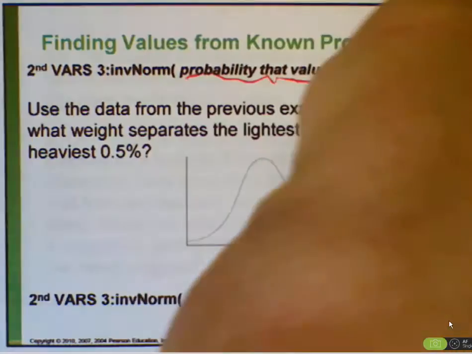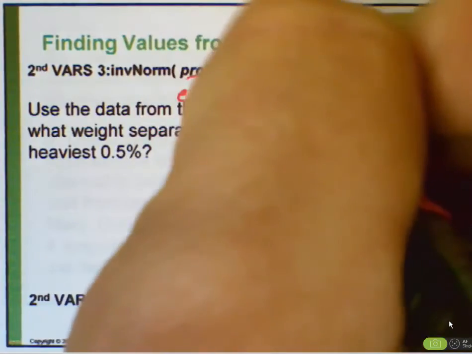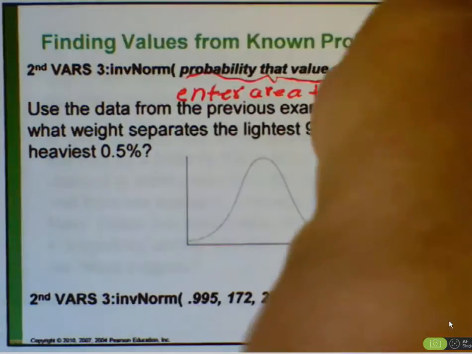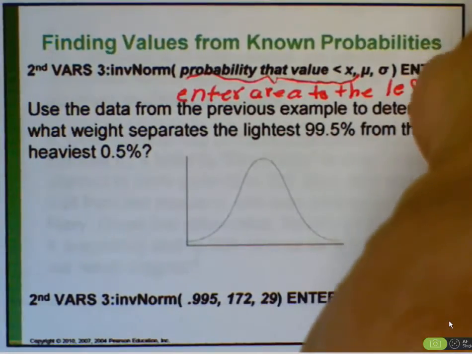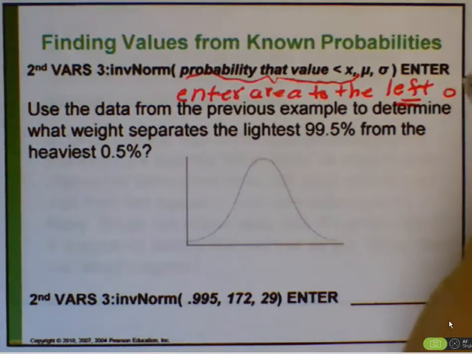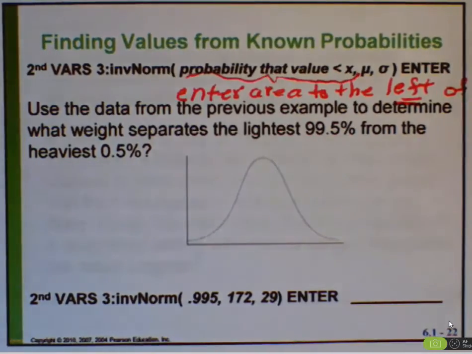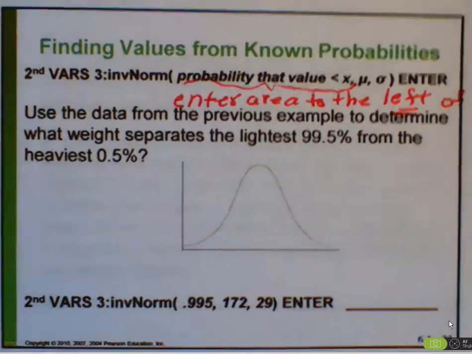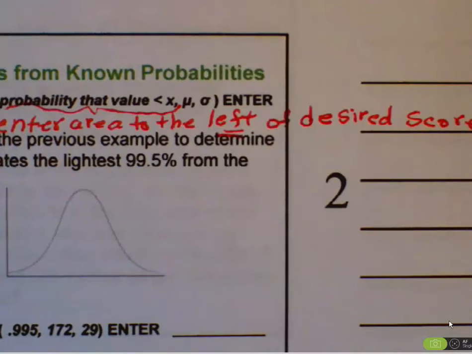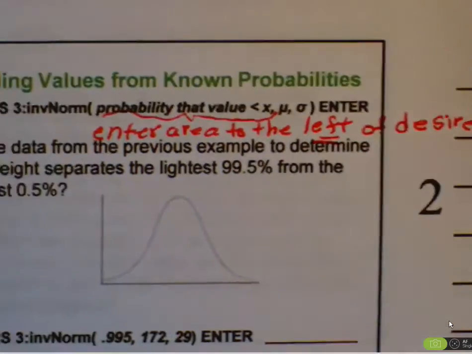And remember, the most important thing in using inverse norm is to remember that you have to enter the area to the left of the desired score, the x value that you're looking for. You have to enter the area to the left. So if I'm given the area to the right, I'm going to have to find its complement and use that when I'm entering these numbers into inverse norm.